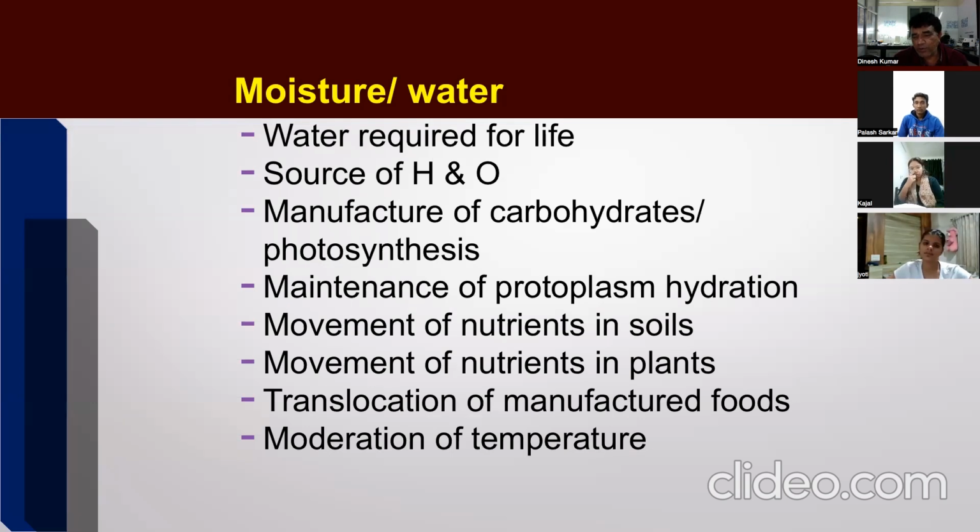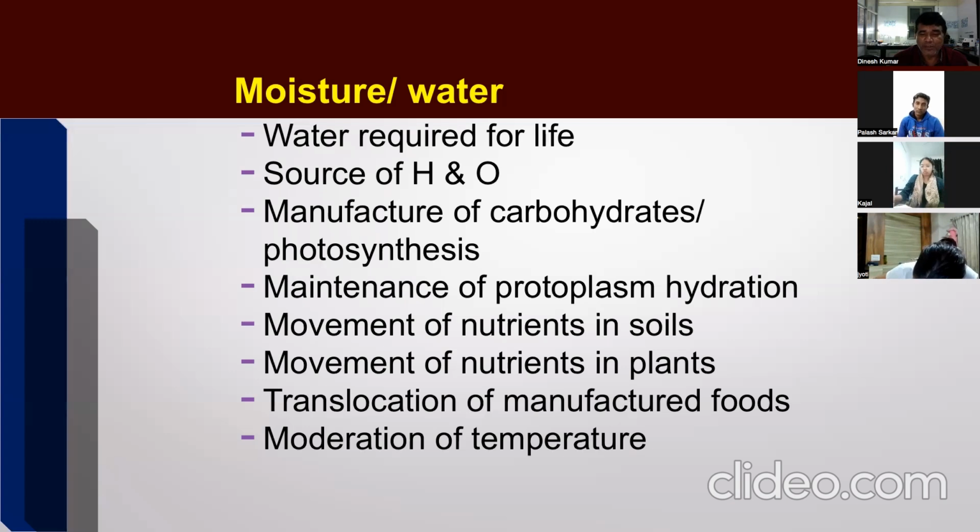Source of hydrogen and oxygen: in photosynthesis, you need water. And water is also an essential nutrient, you see. I'm sorry, hydrogen and oxygen are essential nutrients which are supplied by water. So for manufacture of carbohydrate, you need water because splitting of the water molecule gives you hydrogen that combines with NADP. Role of water: maintenance of protoplasm hydration. If protoplasm dries, death of the cell will occur.